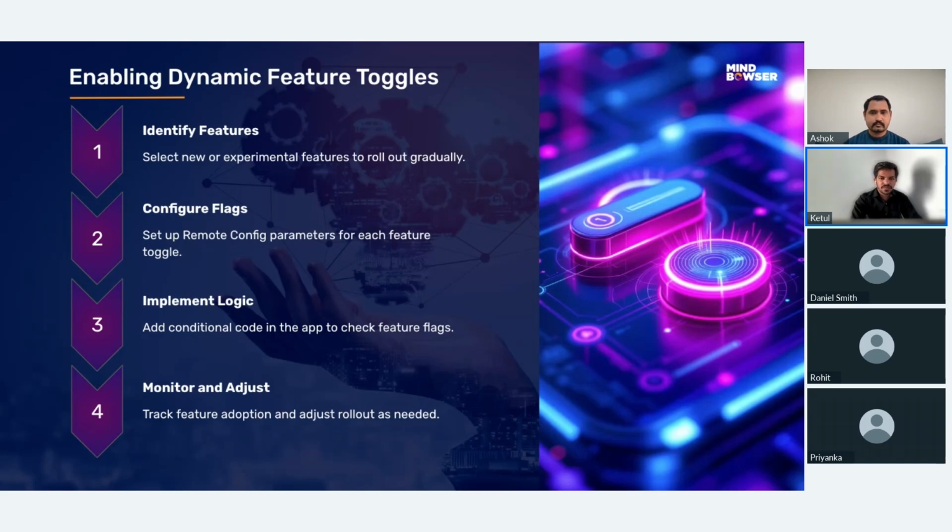After setting up these flags, you will need to implement the logic in your app to check and respond to these flags. According to their values, it can be dynamically changed all over the app. Finally, after enabling your feature toggles, it's crucial to monitor their performance and adjust the rollout as needed. The iterative process ensures that your features are refined and ready before reaching a broader audience.